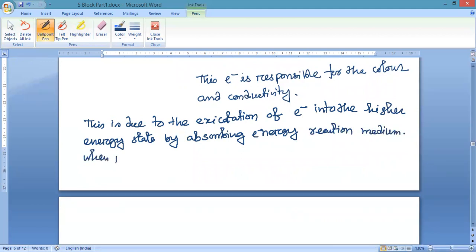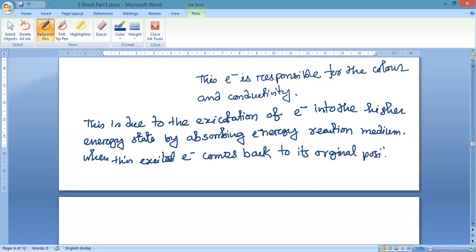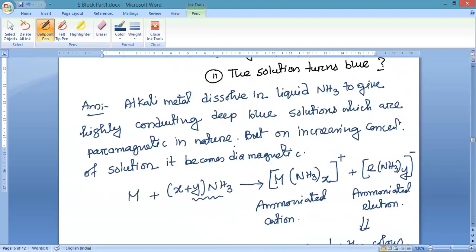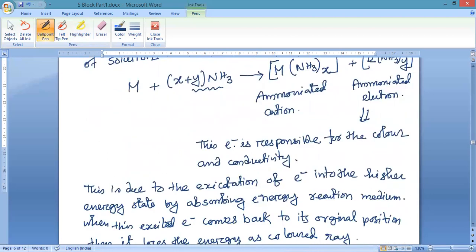So when this excited electron comes back to its original position, then it loses the energy as colored light. Okay, so this is the reason the whole solution converts to blue color. Okay, so this is a very important question for your exam purpose. Now let's move on to the next topic.